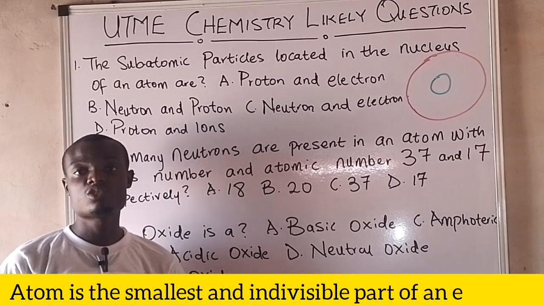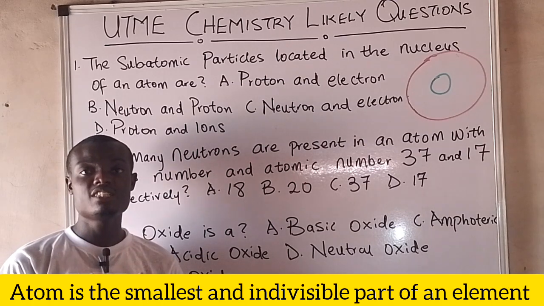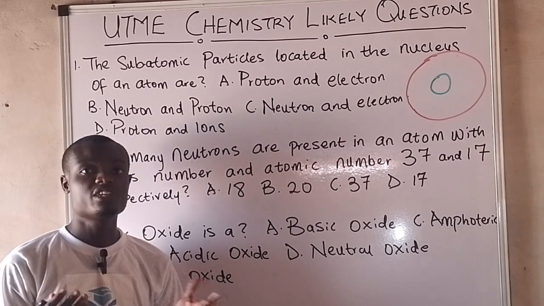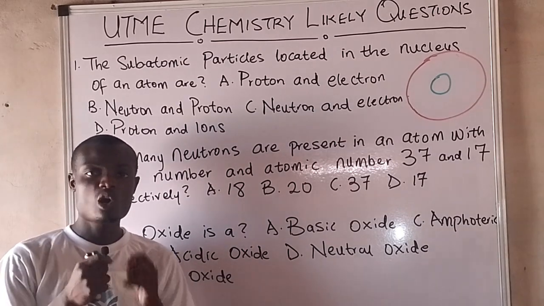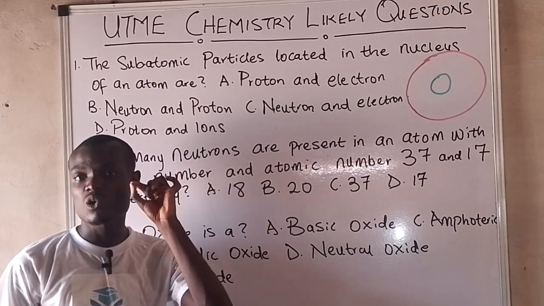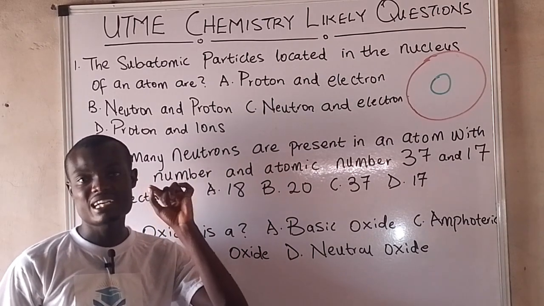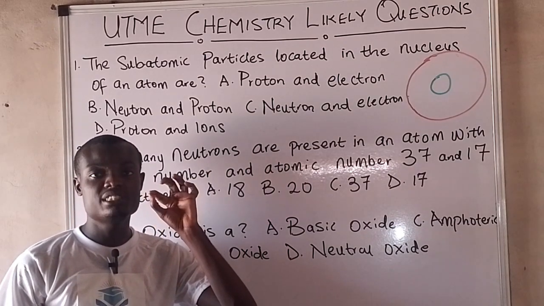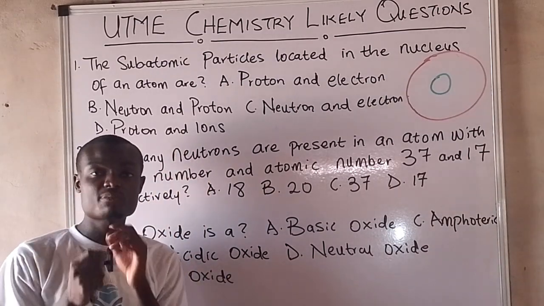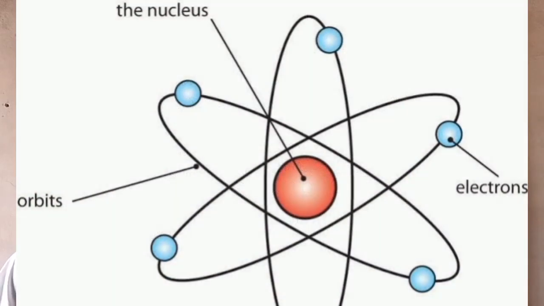Now, an atom is said to be the smallest and indivisible part of an element. Now, what does that mean? It's very simple. Just take a piece of paper, cut that piece of paper till you get to a particular point where you can no longer cut that smallest or tiny piece. That smallest piece is what is referred to as an atom. So, the smallest part of an element, when you try to divide it, is what is best referred to as an atom.